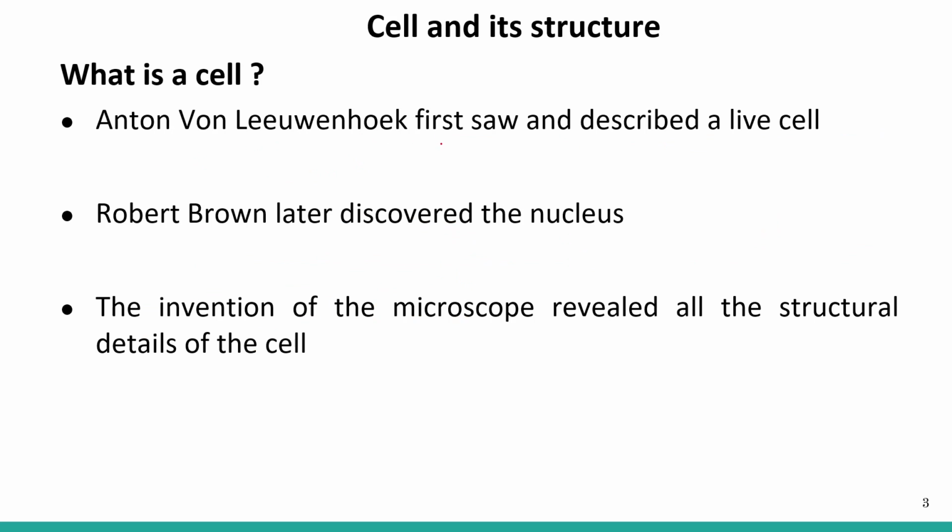Anton von Leeuwenhoek first saw and described the living cell. So he was the scientist who first saw and described the living cell. Robert Brown later discovered the nucleus. He discovered the nucleus in the center of the cell. So this was discovered by Robert Brown.